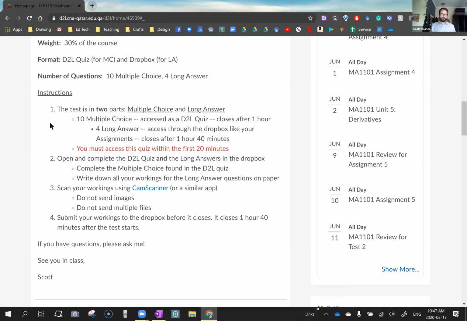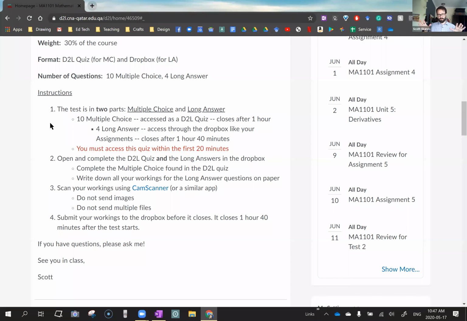So just make sure you have those 2 pieces. I'm trying to repeat myself over and over so you don't forget. Multiple choice, D2L quiz, open it when you start the class. Do them. Dropbox, long answer questions. Submit them all by 1 hour and 40 minutes. Really, 1 hour and a half would be better, okay? Multiple choice, you don't need to do workings. It's either you get it or you don't. Long answer questions, of course you need to do workings like your assignment, okay? So submit those back to the Dropbox. And that's the big idea.